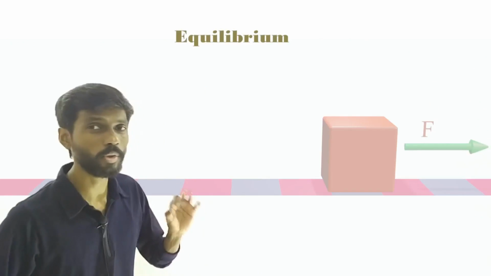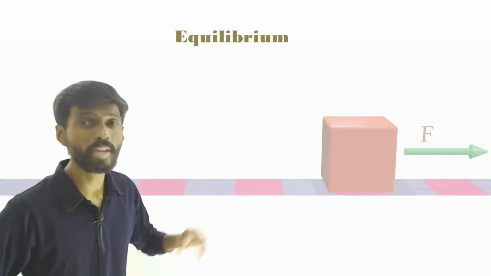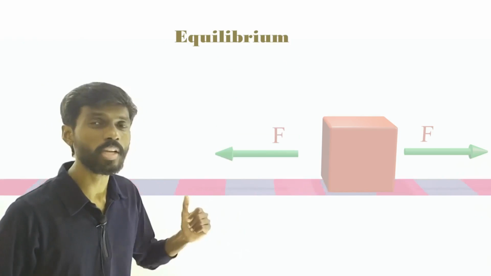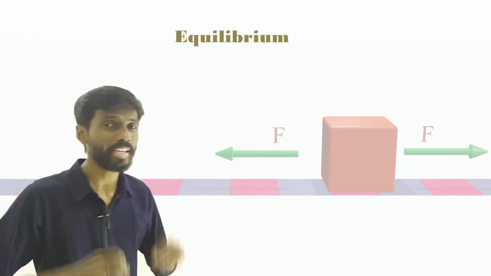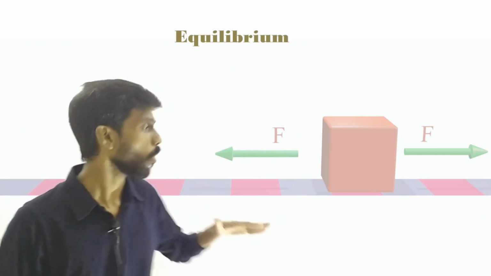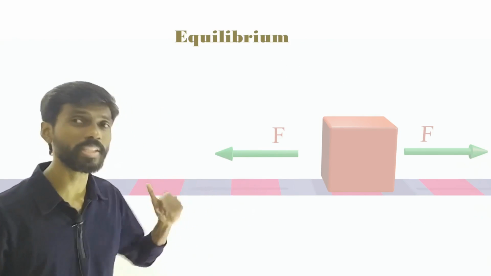Equilibrium of an object. See, an object is at rest. Now a force starts acting on the object. So what will happen? The object will start moving because there will be an acceleration due to the force. So there is an acceleration, the object will start moving. Okay, now instead of one force, there are two forces. One force in this direction, another force of the same magnitude in the opposite direction.